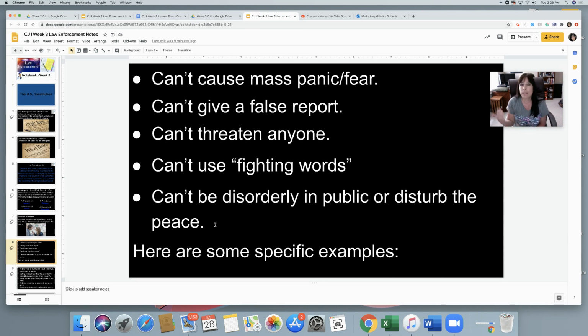They have a right to sleep. They have a right to have a conversation. They have a right to hear their television. You get the idea. So there's limits. And being disorderly, screaming, cursing, could be disorderly if it's loud enough that everybody else can hear it.